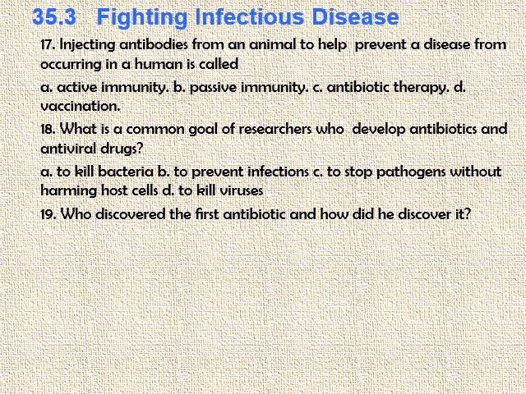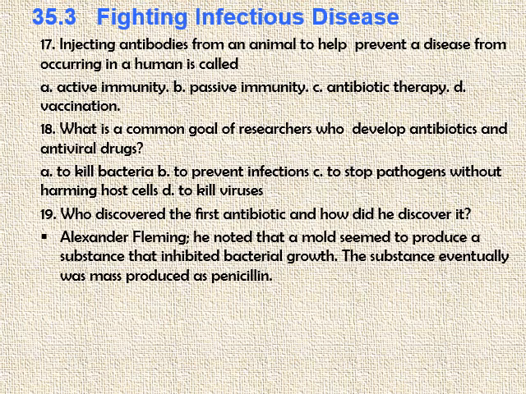Question number 19. Who discovered the first antibiotic and how did he discover it? Very simple question. The person who discovered the first antibiotic, penicillin, is Alexander Fleming. And how did he discover it? He noted that a mold seemed to produce a substance that inhibited bacterial growth. The substance eventually was mass produced as penicillin.